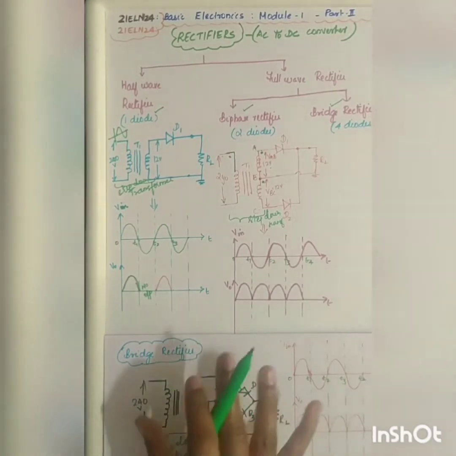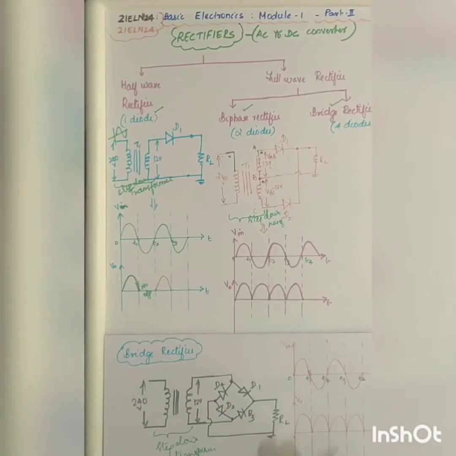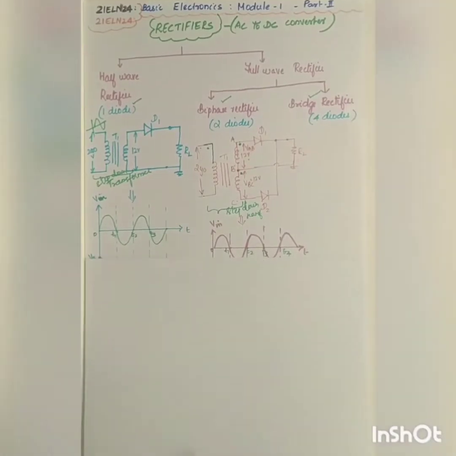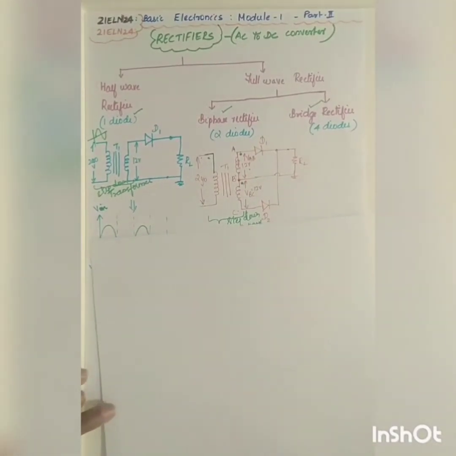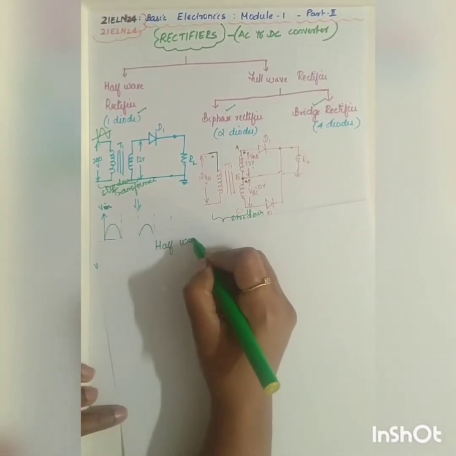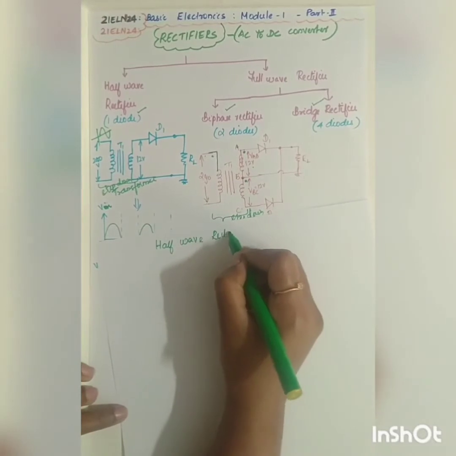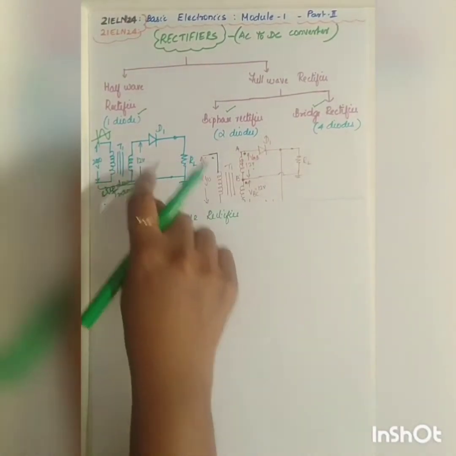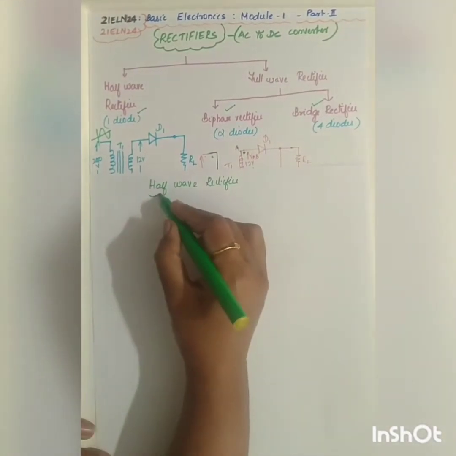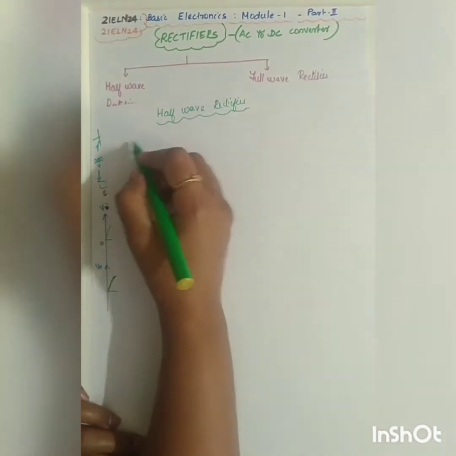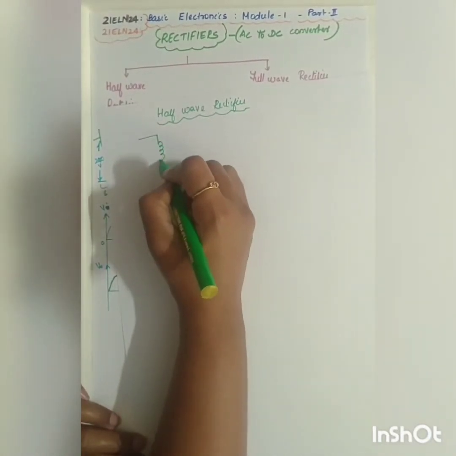Okay, so these are just the introduction of a rectifier. Now we will be seeing each rectifier in detail. How is it working? So now let us see the half wave rectifier in detail. Let me draw the diagram once again. The same diagram I am going to draw once again. This is going to be your main diagram which I have shown previously.